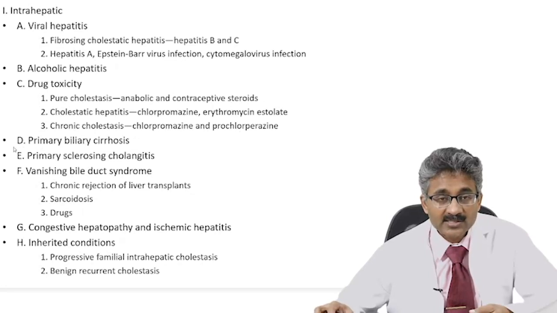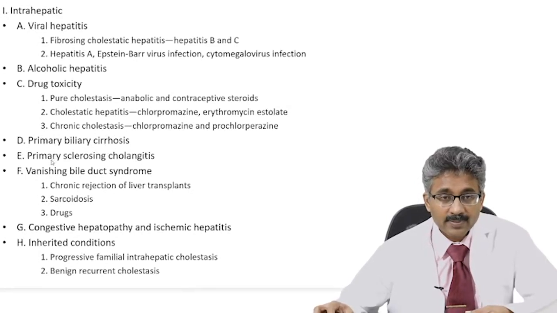There is one entity known as primary biliary cirrhosis, seen in females with intractable itching and pruritus. This intrahepatic cholestasis will be there. Primary sclerosing cholangitis, vanishing bile duct syndrome, then inherited conditions like progressive familial intrahepatic cholestasis and benign recurrent cholestasis. These are all rare conditions producing intrahepatic cholestasis.